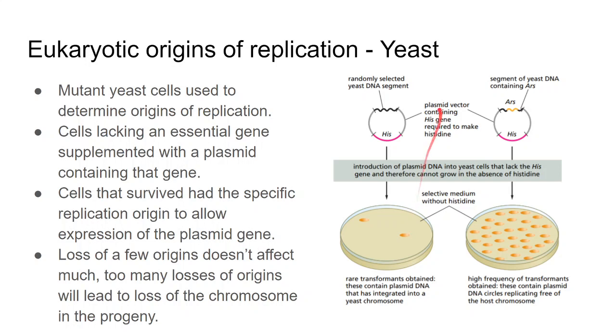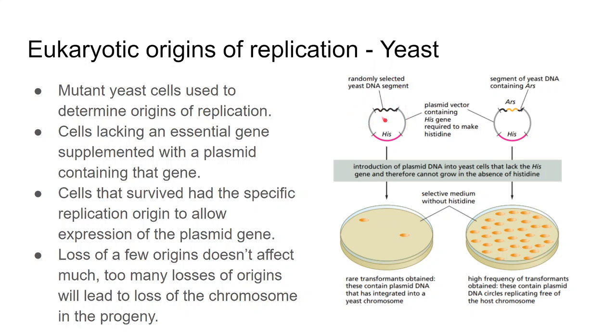Now you have plasmids. Plasmids are extrachromosomal genetic material which replicate independently of the genome. I hope most of you know what plasmids are. Plasmids can be used to introduce genes to mutant cells, and they used these plasmids to introduce the histidine gene back into the cell. But introducing a gene is not enough. You need this gene to express as well, and these can't express independently without origins of replication and other factors.